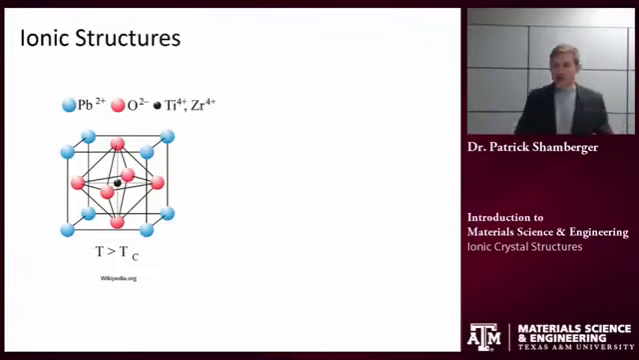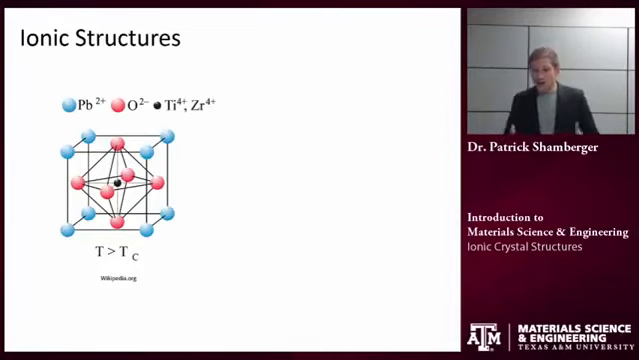So here's one example. This is a material called lead zirconium titanate. It's composed of lead, titanium, zirconium, and oxygen. And this is an important material because it has a very large piezoelectric effect, so a change in the voltage if I compress it in one direction. But in order to be able to talk about this and describe this, and even more importantly, understand why these atoms are arranged in this specific arrangement, we need to be able to understand ionic structures.